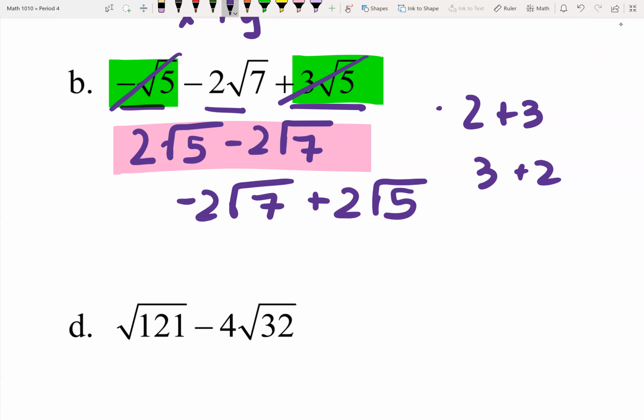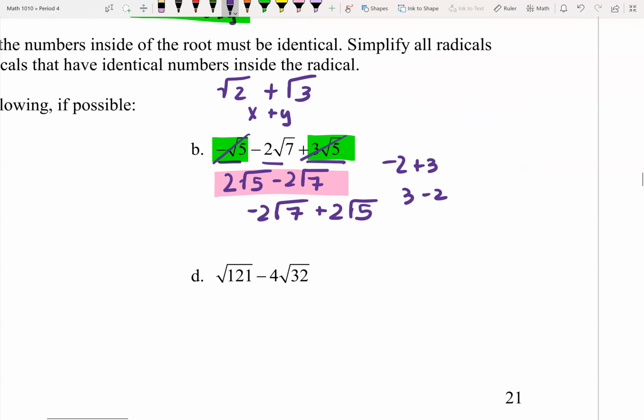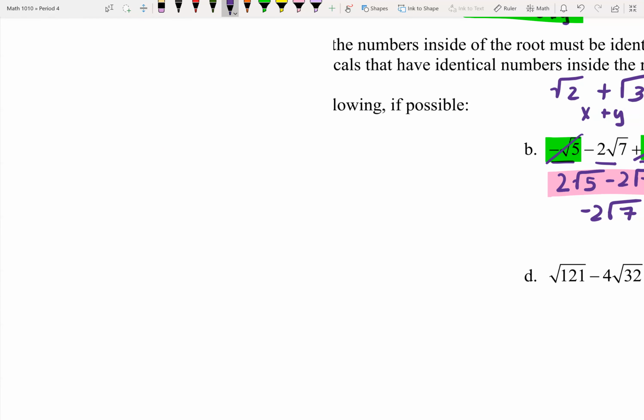Is 2 plus 3 the same as 3 plus 2? Yes. Is negative 2 plus 3 the same as 3 minus 2? Are those the same? Yes, they are. The 2 is a negative, the 3 is a positive. You can switch the order. It doesn't matter. That's exactly what we did right there. All right. That was B.